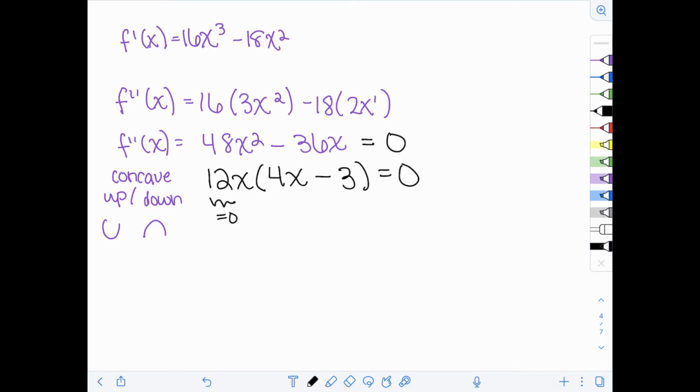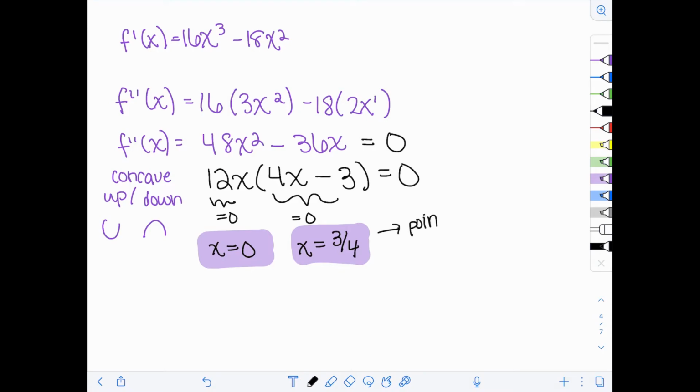Set each piece equal to 0. And we get that x is equal to 0 again, and then we also get x is equal to 3 over 4. Now, since we're dealing with the second derivative, what we call these are points of inflection, or inflection points.